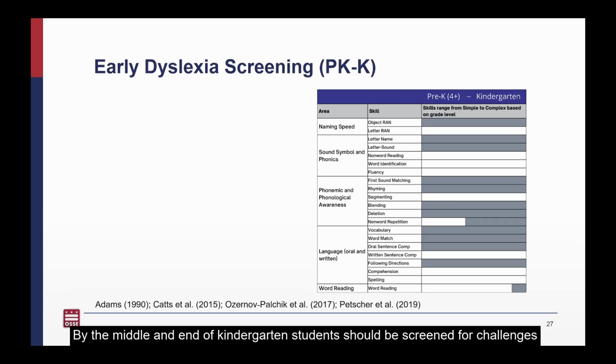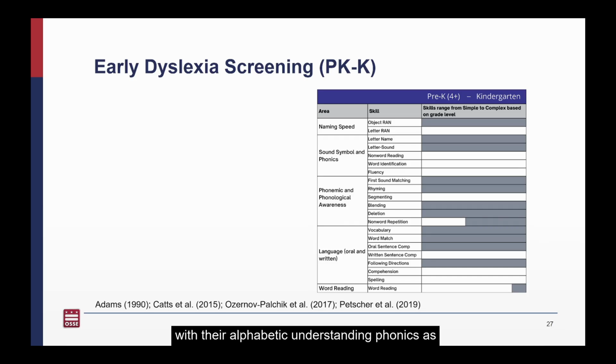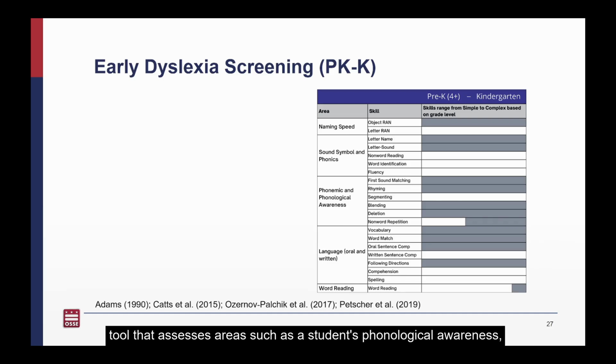By the middle and end of kindergarten, students should be screened for challenges with their alphabetic understanding, phonics, as well as their oral language skills. This chart shows an example of an early dyslexia screening tool that assesses areas such as a student's phonological awareness, rapid automatic naming or RAN, sound/symbol correspondence and phonics, and oral language comprehension skills.